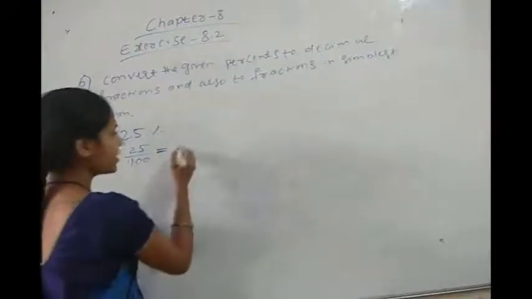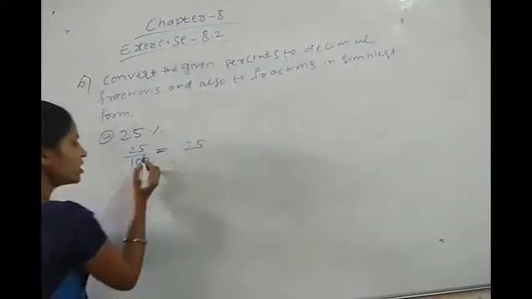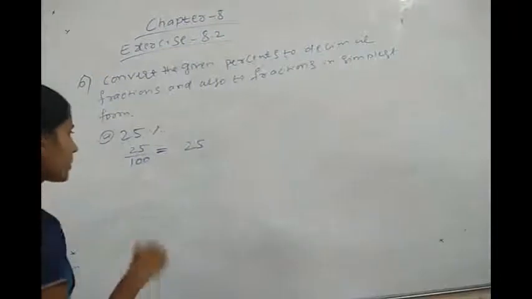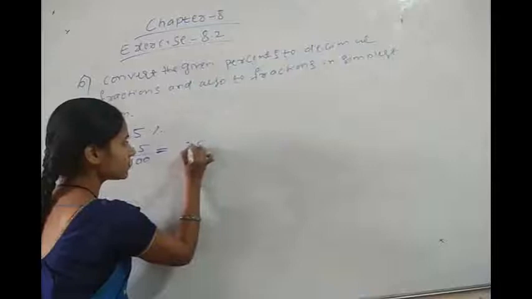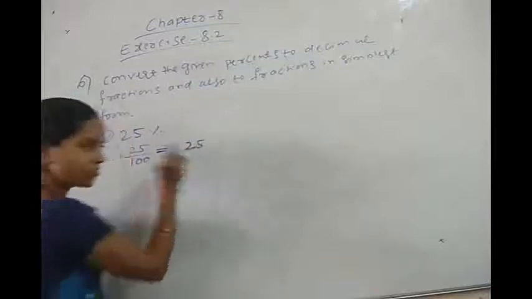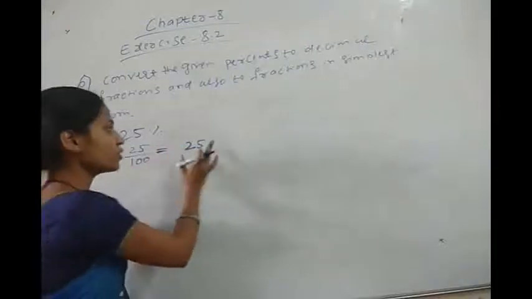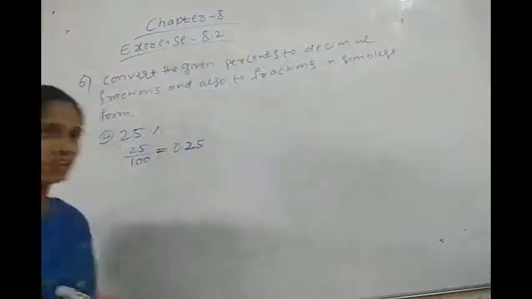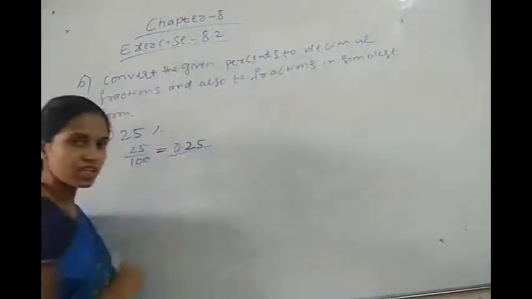25 divided by 100 can be written as 25 I will write here. Now in the denominator we are having 2 zeros. So in the numerator, after leaving 2 numbers, since in the denominator we are having 2 zeros, you should keep the decimal. Like this you can write 25% in terms of decimal.